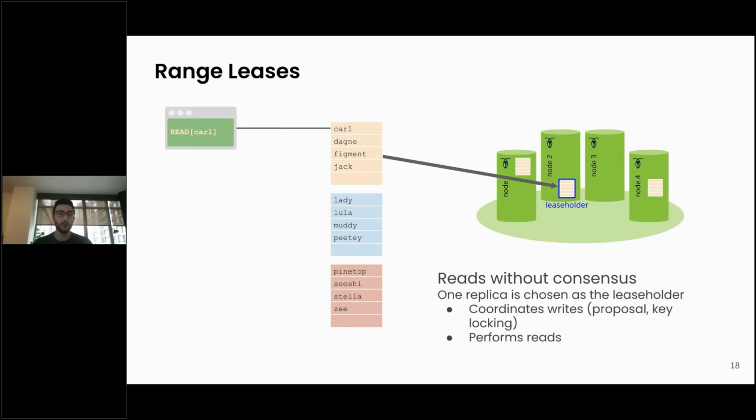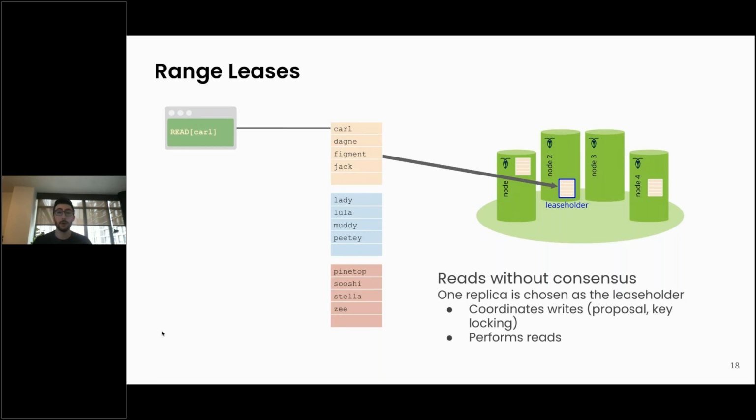The leaseholder is said to hold the range lease. And these range leases give CockroachDB reads without consensus. The leaseholder also implements some of the concurrency control mechanisms used by transactions, such as key range locking. Now, the word lease may have tipped some of the audience off here.